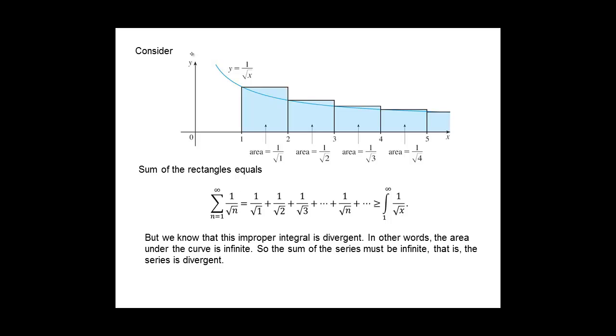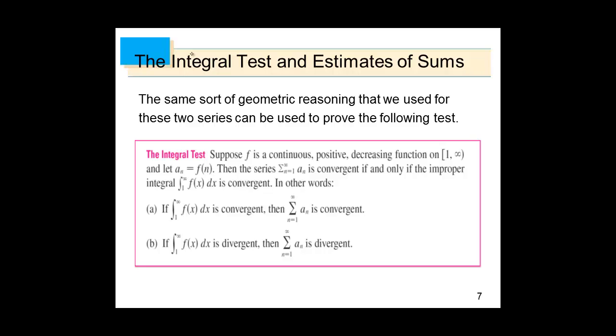Everybody's okay? So what's the general test? The integral test is the following. Suppose that I have a series, the sum from n going from 1 to infinity of a_n, and a_n, the nth term of the series, is given by f of n, where f is a continuous function, it is a decreasing function, and it's a positive function. f is a continuous decreasing positive function, and the nth term of the series is given by f of n. Okay?